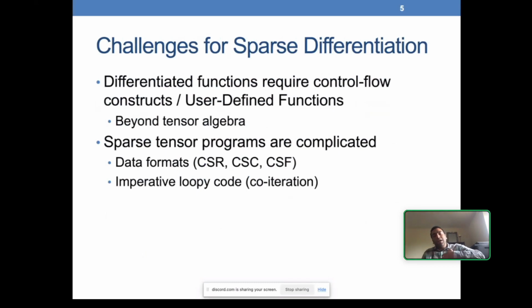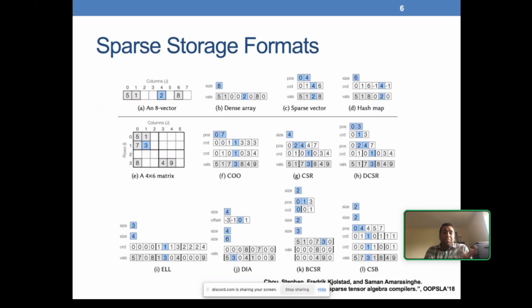They involve complicated data formats such as CSR, CSC, and CSF. And also, if you look at the code, it is very imperative, loopy code because in some cases we need to implement co-iteration. So, what do I mean by sparse storage format? I don't need to talk that much about it here, but basically you can see that, for example, in the CSR representation, we have 3 arrays, and the sizes of the arrays are not necessarily the same, especially if you see, for example, the DCSR format.